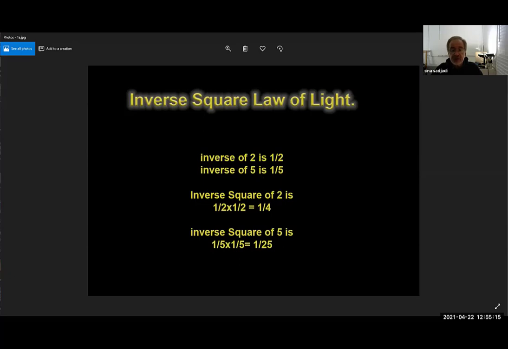So what about inverse square of 2? That's 1/2 times 1/2. What about inverse square of 5? That's 1/5 times 1/5. So inverse of 5 is 1/5. Inverse square means 1/5 times 1/5, like that. Any questions here? All right, excellent.